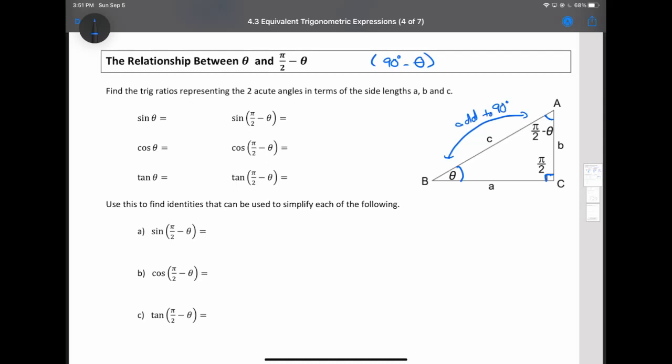What am I doing? Oh, okay, there we go. Add to 90 degrees, or pi over 2. Same difference.